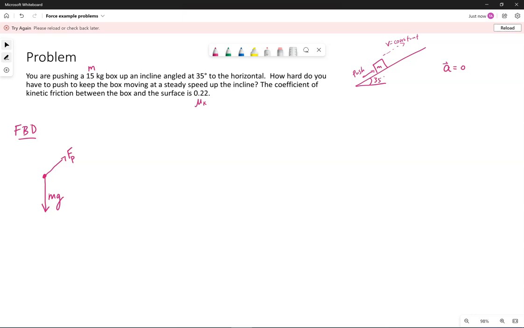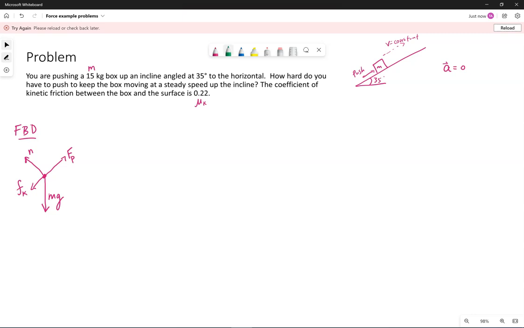The block is on the incline, and so there is a normal force perpendicular to the incline. And then there is friction. The problem gives us a coefficient of kinetic friction. The force of kinetic friction always points opposite the motion. So this force of kinetic friction is going to point down the incline.